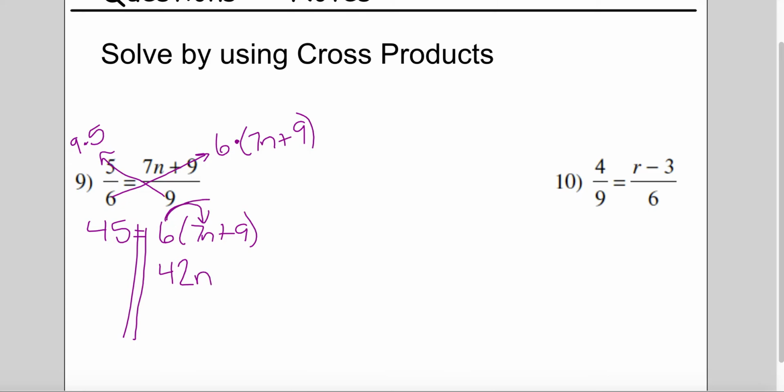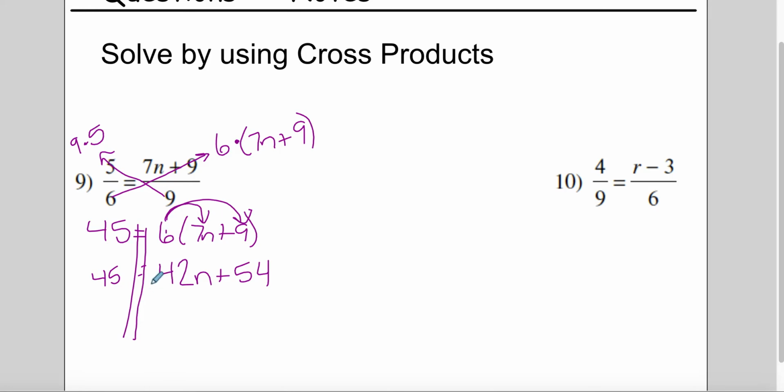Then I needed to take 6 times the 9, because distributing says to multiply it by everything in the parentheses behind it. 6 times 9 is a positive 54. And over here I have 45. Now I have a two-step equation.